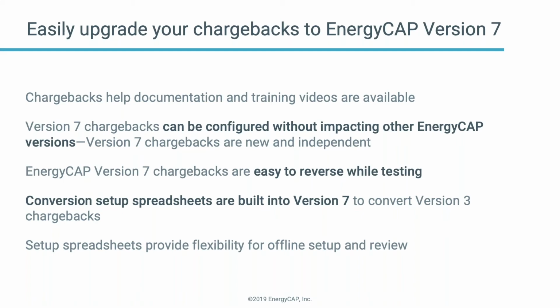So again, the conversion setup spreadsheets are already built into version 7. If you go to our setup spreadsheet features, you'll see that there's an option there for convert, and you can convert your bill splits and your existing submeters to version 7 using these conversion setup spreadsheets. And again, the setup spreadsheets provide a lot of flexibility for offline setup and review. They're a great way to help document what you already have. Perhaps you want to use those to save them off and keep a snapshot of what you did before you made any changes in version 7.